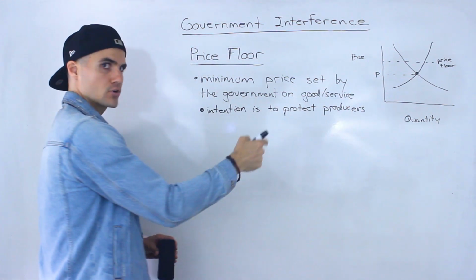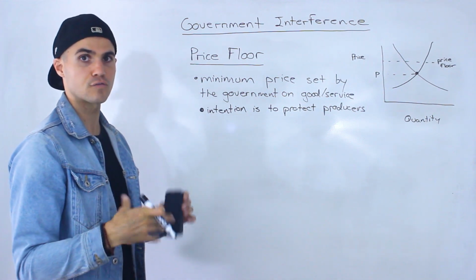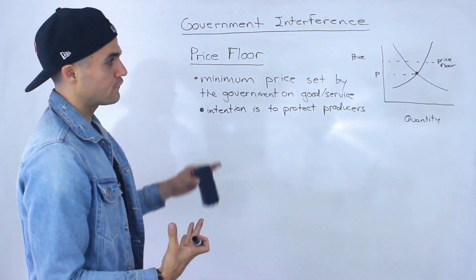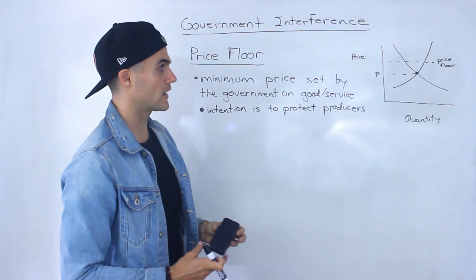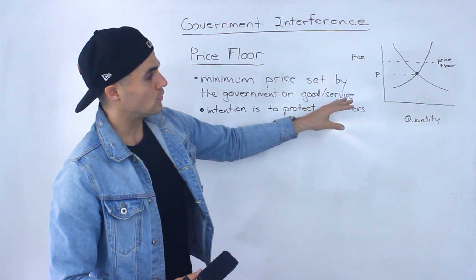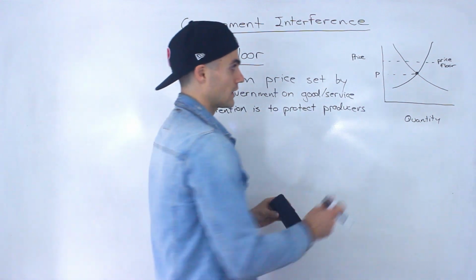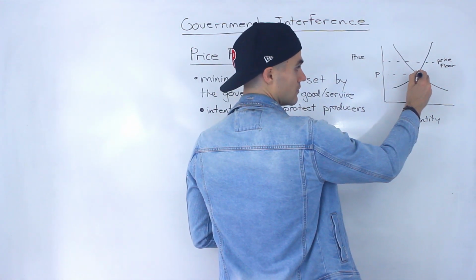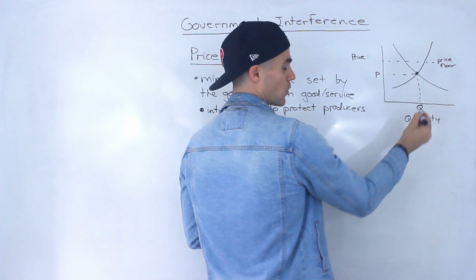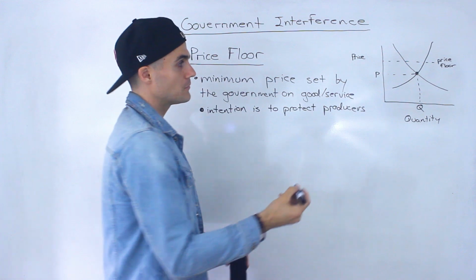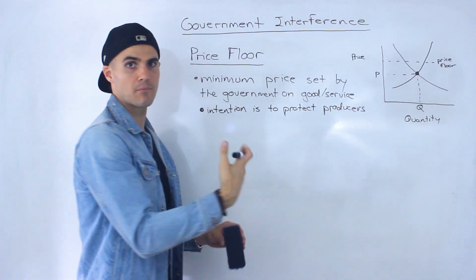And usually it's producers of an essential good or service. So a good example is farmers. With farmers, they're providing an essential good or service for society. Everyone has to eat. So what happens is if there's no government interference and we leave it up to the free market, then farmers are going to sell their products at this price and then at this quantity.